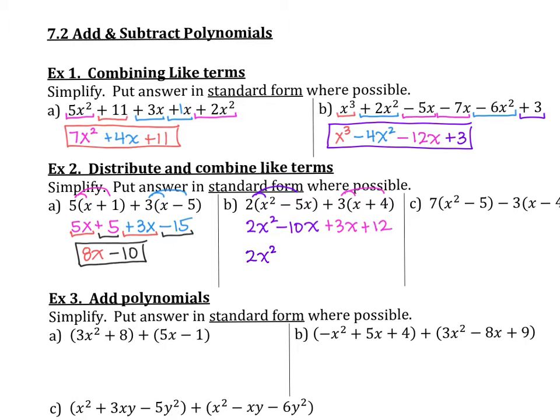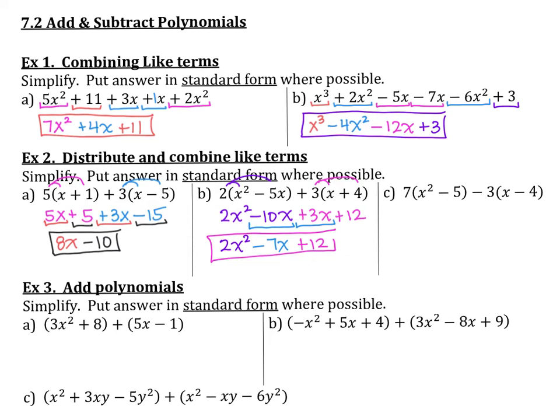Let me see if there's x's. There's a minus 10x plus 3x. Minus 10 plus 3 is going to be a negative because the negative is bigger, and then when I subtract, I get 7 x's. And then the plus 12 at the end comes down. This is standard form because the highest exponent is 2, 1, nothing.